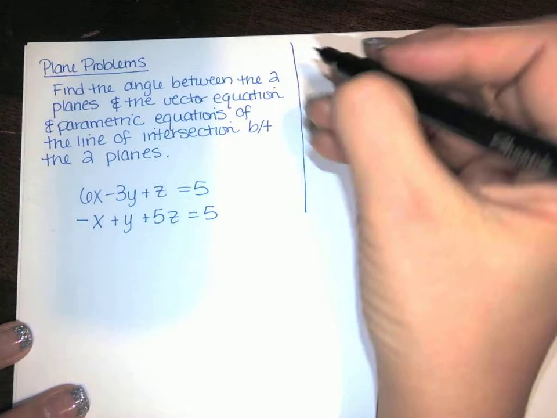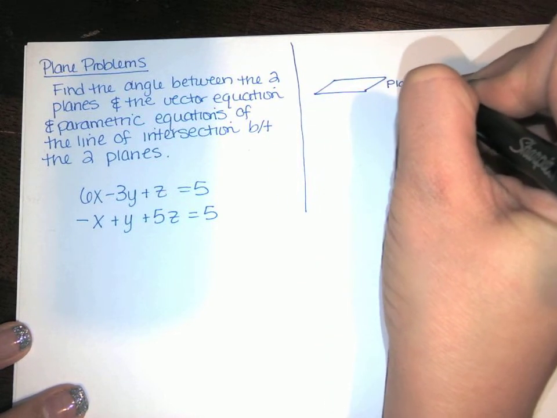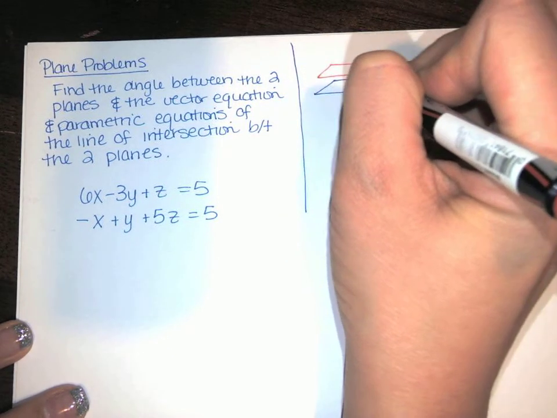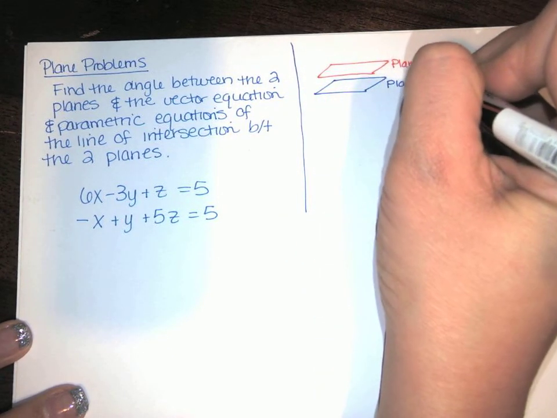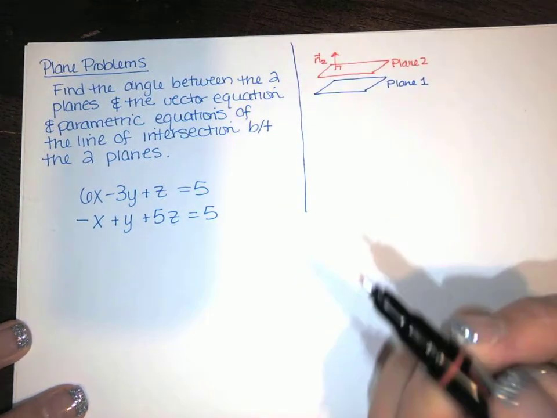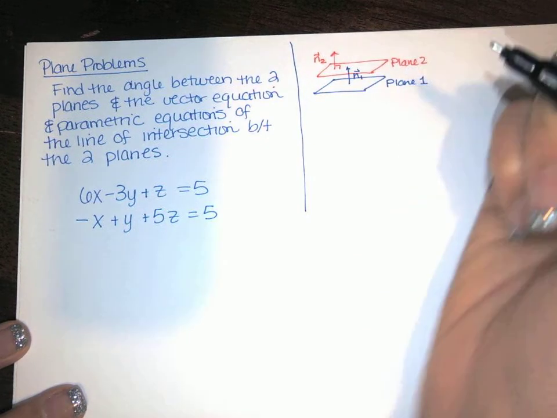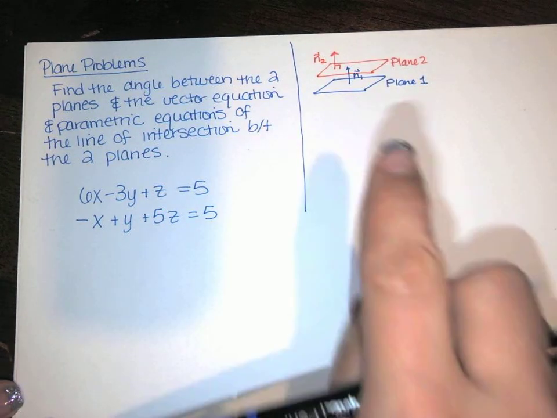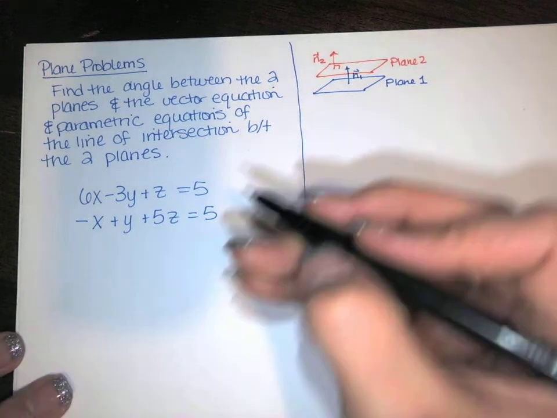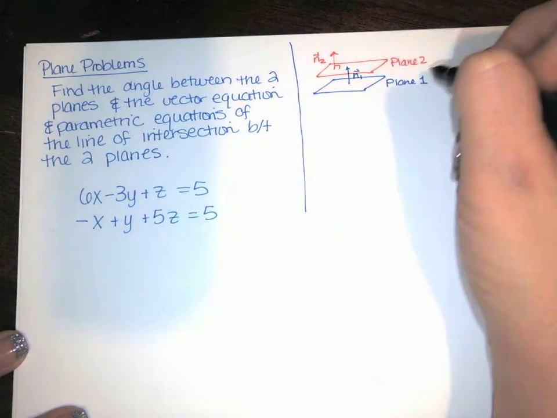If two planes are parallel to each other, say we've got plane 1 like this, and plane 2 is like this. The normal vector of plane 2 and the normal vector of plane 1 are parallel to each other. Now it's possible that one of them could be pointing down, the other one could be pointing up, but they're still parallel to each other. So if the planes are parallel, the normals are parallel. So let's write that down.